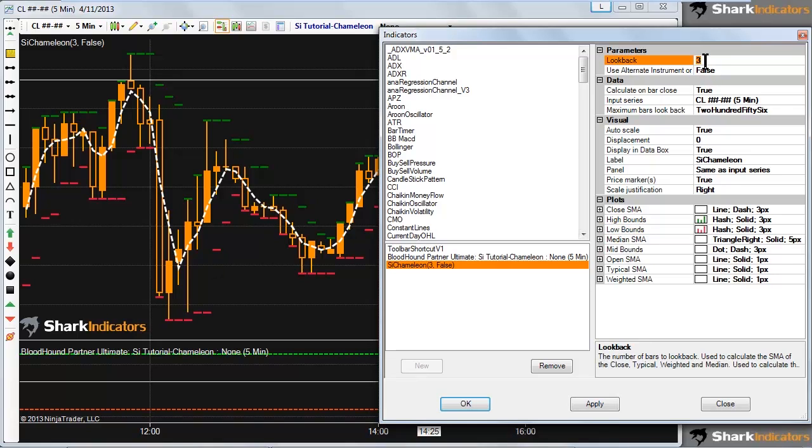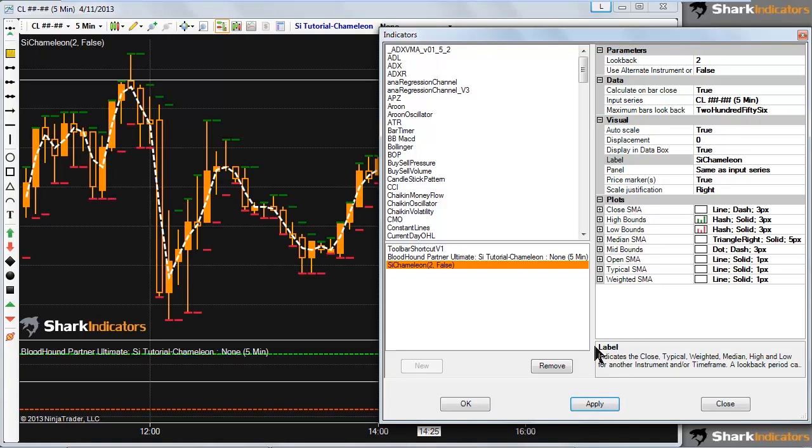Now if I set this look back period to 2, it changes the SMA period for the closing price. The closing price line changed because it's now an SMA 2, and the low and high bounds have changed, since we're only looking back 2 bars for the lowest low and the highest high. Next, let me show you some examples.